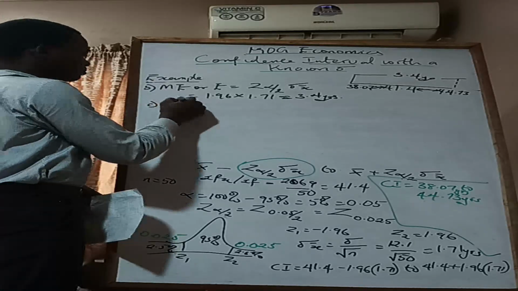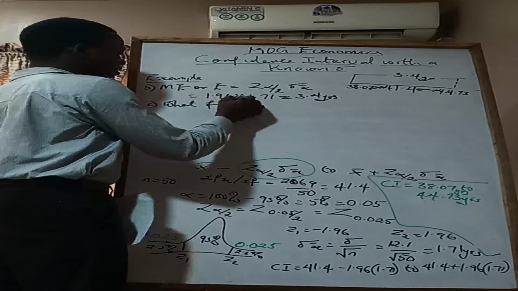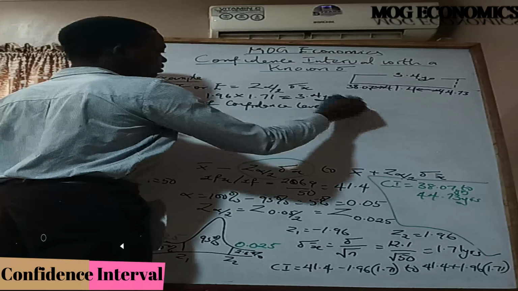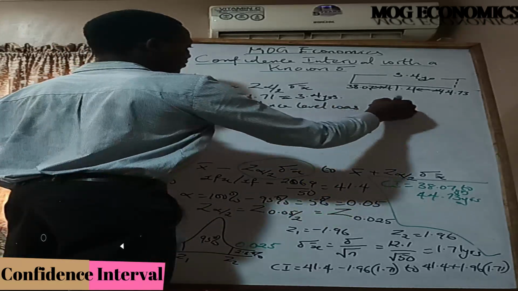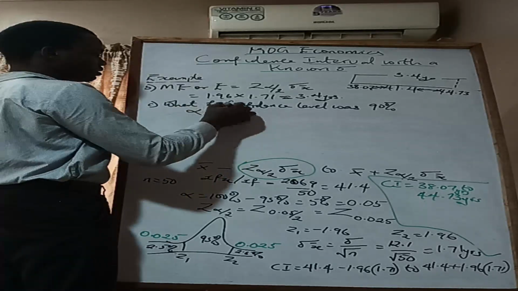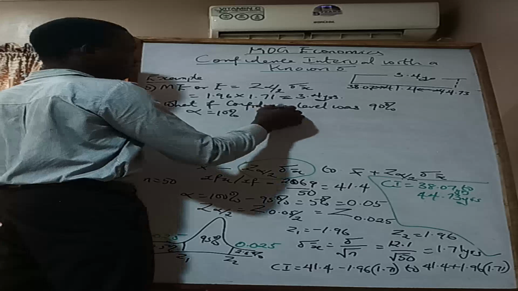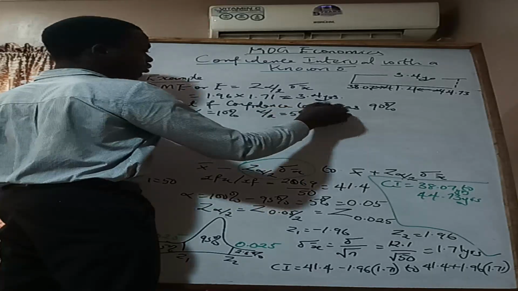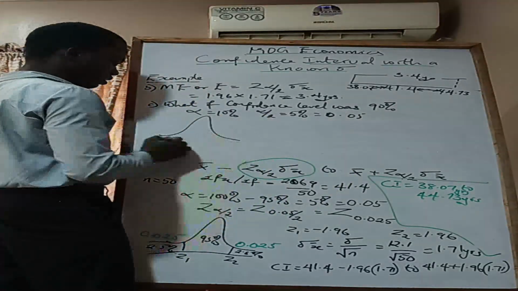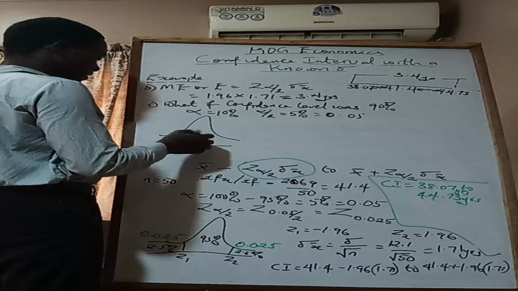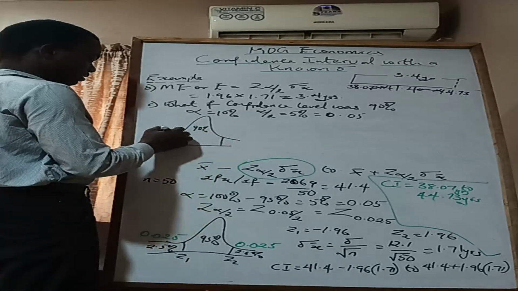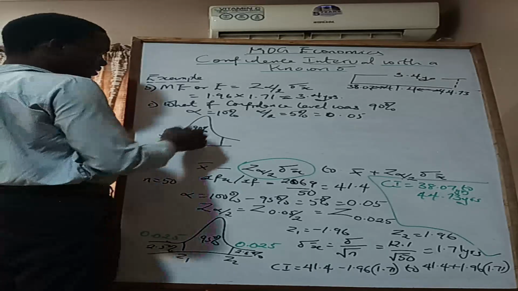So if the confidence level was 90%, it affects your level of significance. Alpha is going to be equal to 10%, and then alpha over 2 is going to be 5%, which is equal to 0.05. You don't really have to draw it all the time anyway, but if you draw it, you are saying that here is 90%, and this side has to share 10%.